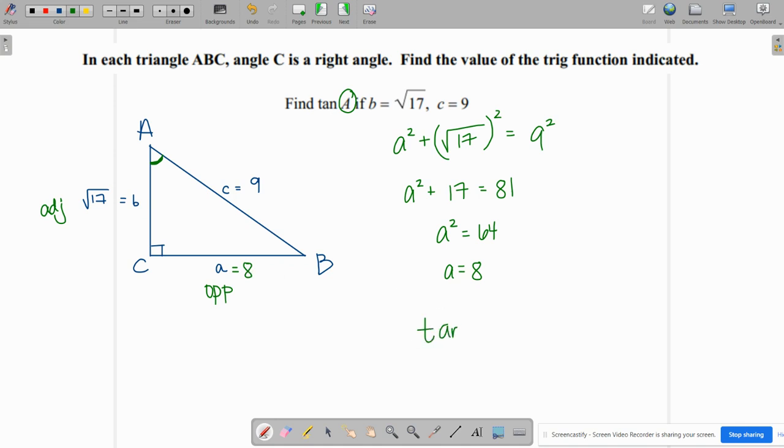And now we are able to evaluate the tangent of angle A. So the opposite over adjacent would be 8 over the square root of 17. We don't want to leave a radical in the denominator, so we are going to rationalize it and multiply the top and the bottom by that root 17. Therefore, we would get 8 root 17 over 17. This is not going to simplify any further, so that would be our final answer.